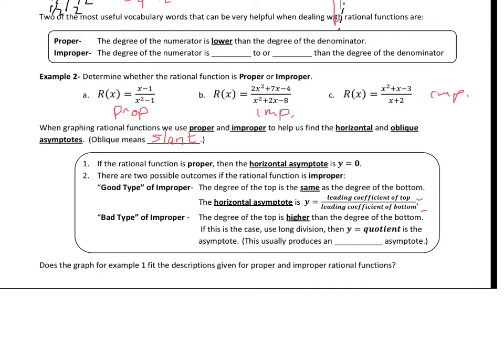Now, what we call the bad type or the difficult type is if the degree on top is bigger. If this is the case, then we have to use long division. And we have to divide it out, and then whatever our answer is, that's where we have an oblique or a slant asymptote. And that's oblique.